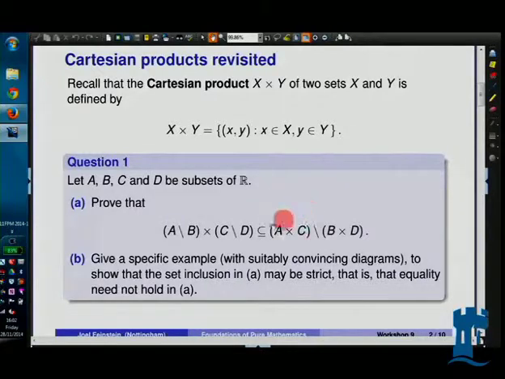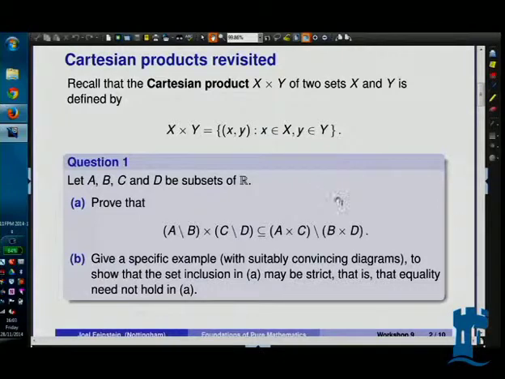Right, so I'll work with subsets of R. Actually, they don't have to be subsets of R. This question is still true, but I just made them subsets of R so that you can visualize more easily what's going on. But your proof should be pretty general. And you're required to prove that the left-hand side, which is the Cartesian product of two set differences, is contained in the right-hand side, which is the set difference of the two Cartesian products.